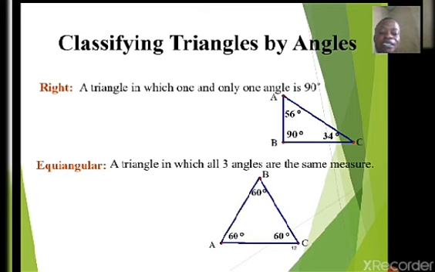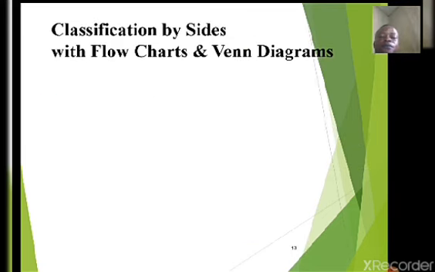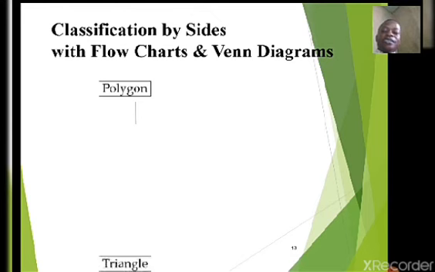Then we can see that angle A, angle B, angle C are of the same measurement, which is 60 degrees. Now let's have a flow chart that summarizes this classification of triangles based on sides. The first one is polygon, that is their general name. The next is a triangle, which is a three-sided polygon.